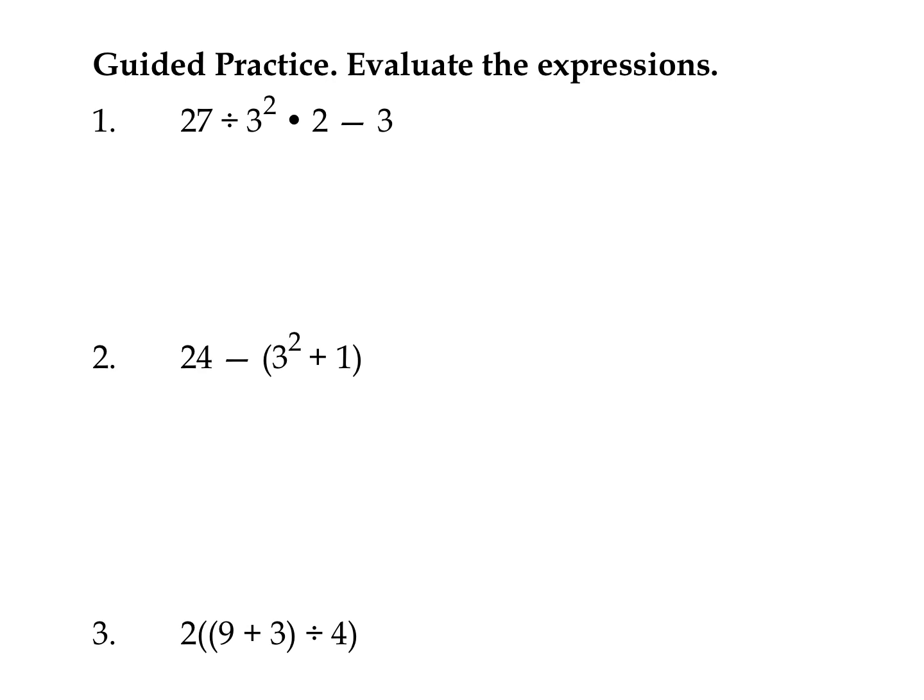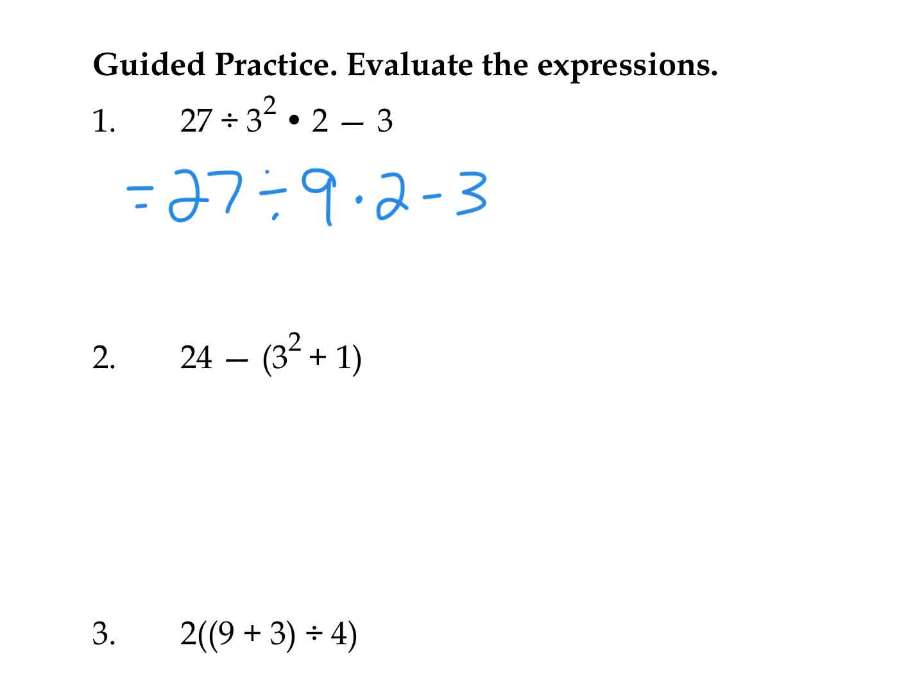So for this first problem, we have 27 divided by 3 to the second power times 2 minus 3. There's no P, parentheses or any type of grouping symbols, but we do have an exponent, so E, exponent. We're going to handle that part first. This right here is going to be our first step, 3 to the second power. So we have equals 27 divided by 3 to the second power, which is 9, times 2 minus 3.